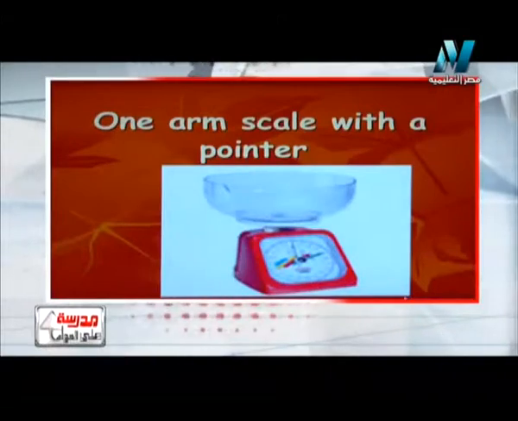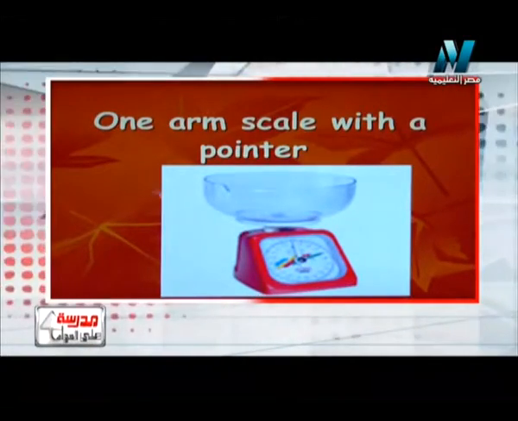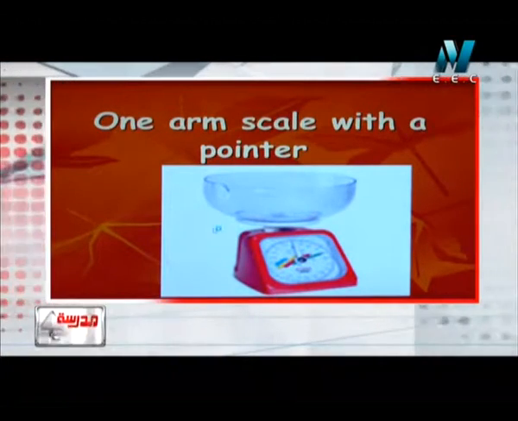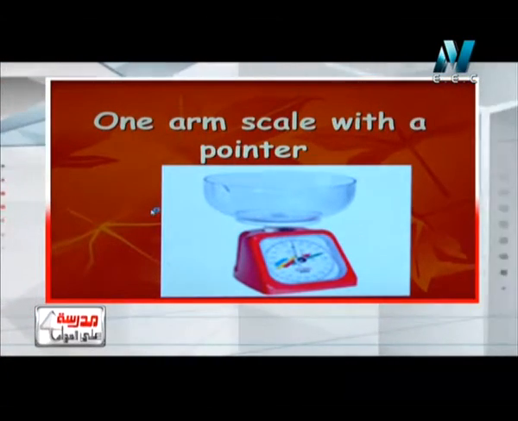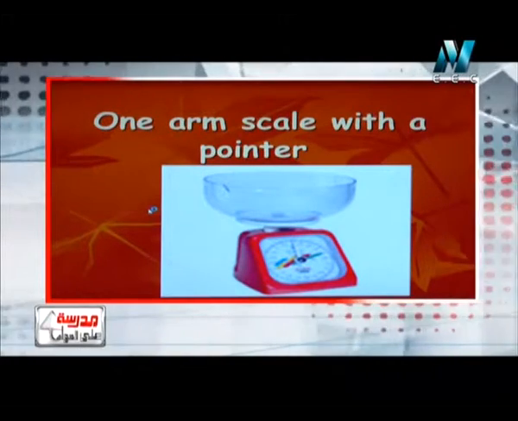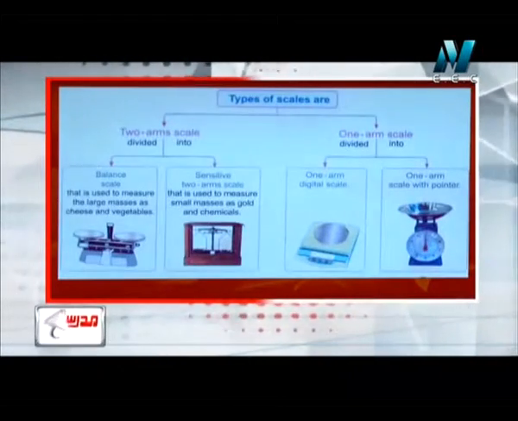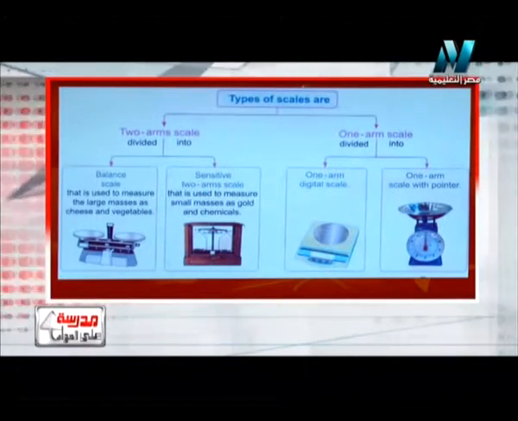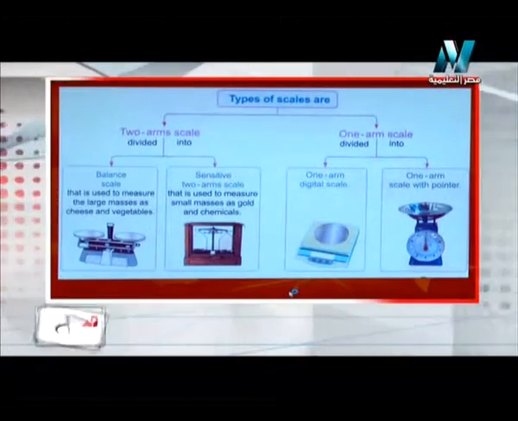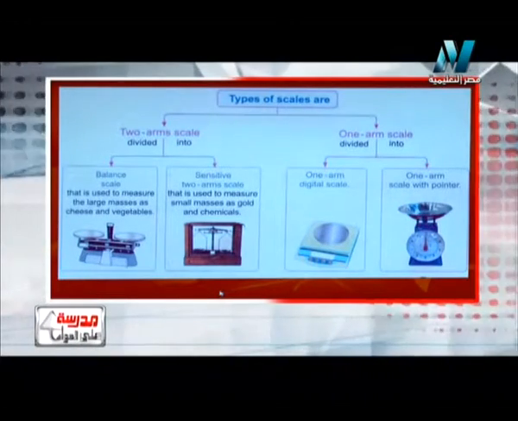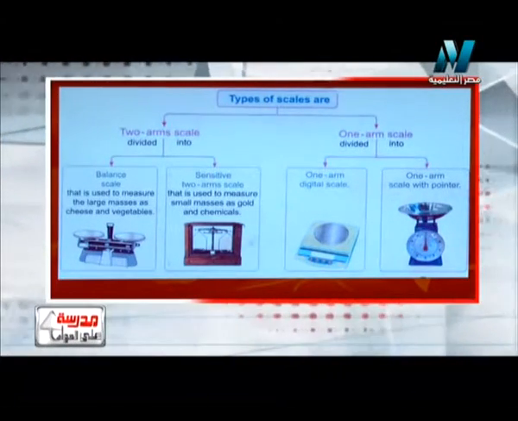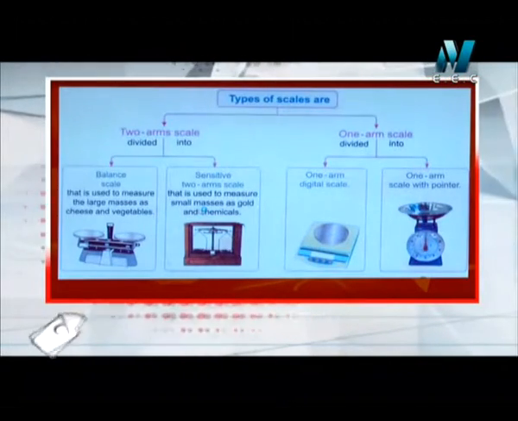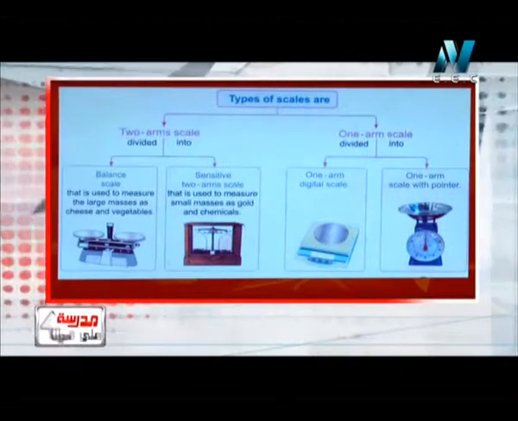Okay, another type, the one-arm scale with a pointer, is a very sensitive scale, and it is used for measuring the mass of some quantities used in the kitchen. Okay, we have a summary for all the scales we have studied in this lesson. And they are not all, by the way, because there are more modern kinds of scales. We have many kinds and types of scales.